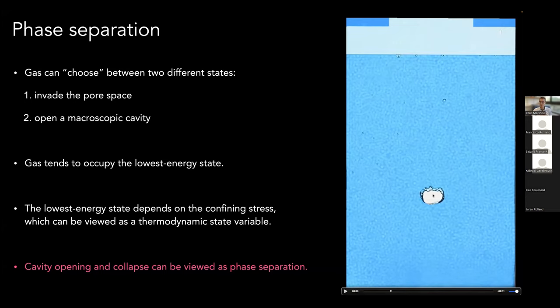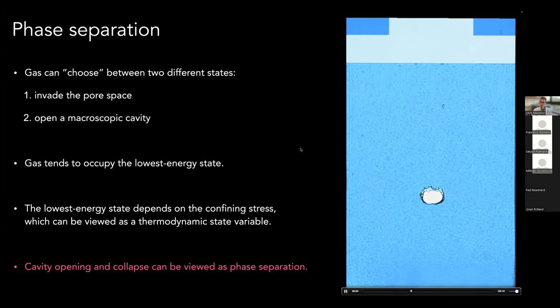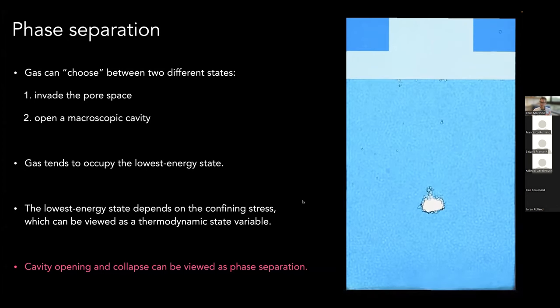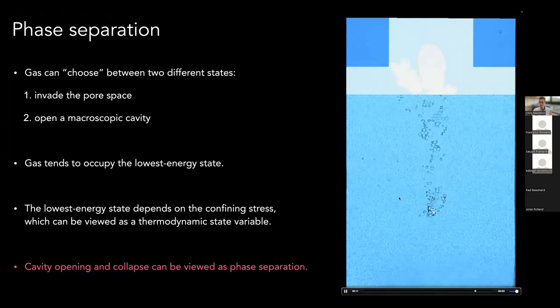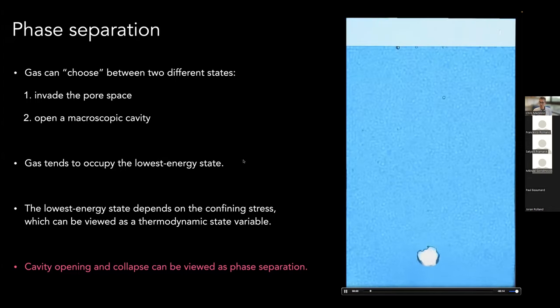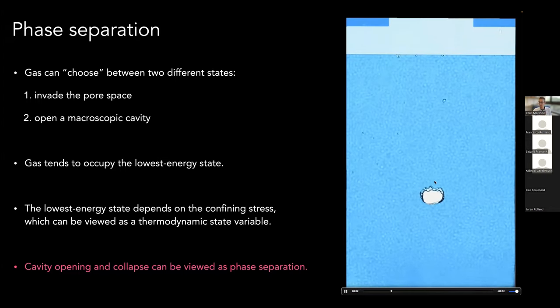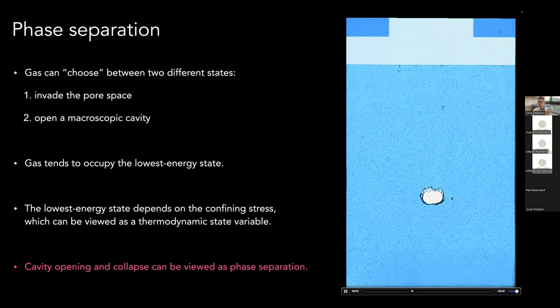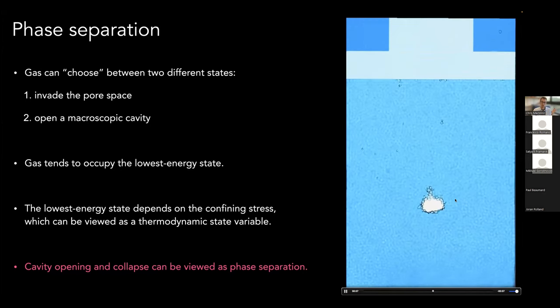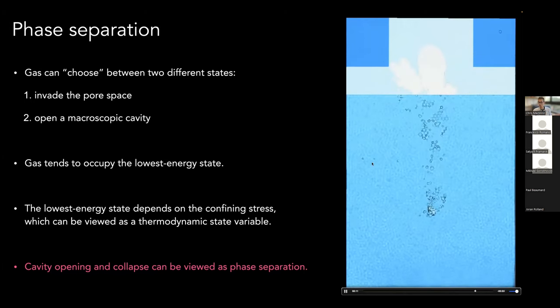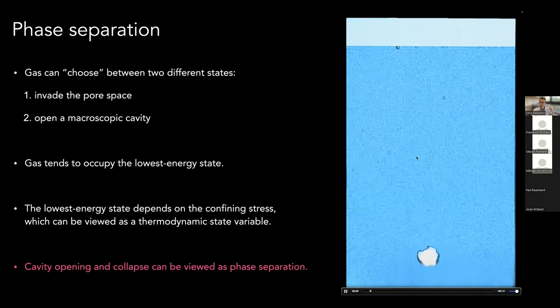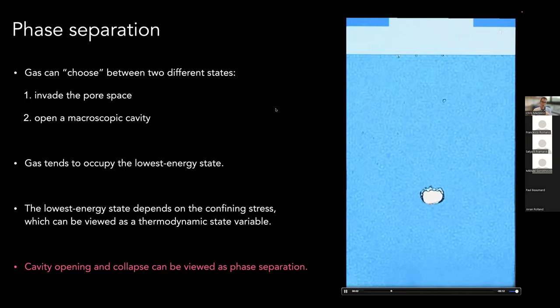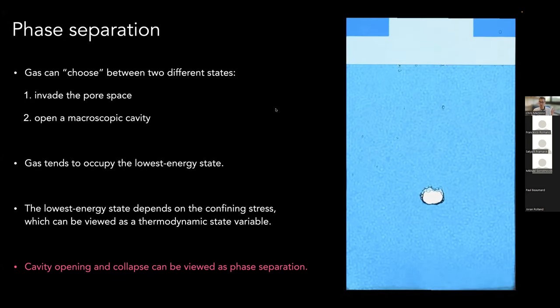Now we've got a gas bubble that's trapped in the pore space. If we now squeeze the packing more, what's going to happen is that the gas is eventually going to enter the pore space. So we have these two possible states. The gas can be in an open cavity, which was in this sort of low confinement or high deformability regime, or we have gas in the pore space, which is in this sort of high confinement, low deformability regime. And by changing the amount of confinement, we can actually change which one the gas will do.